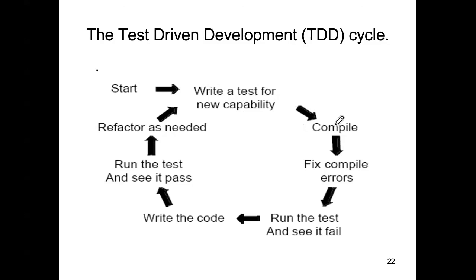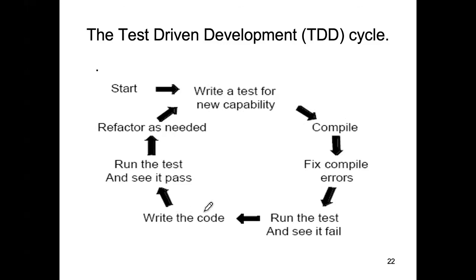This diagram is for a generic case. You fix any compilation errors in the test. I haven't written any source code for my target at all yet. I run my tests. Obviously, the test is going to fail because I don't have an implementation of my target method. Now, here's the important point.